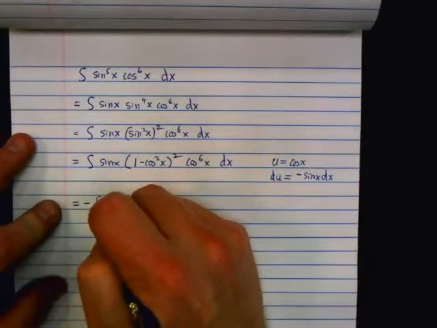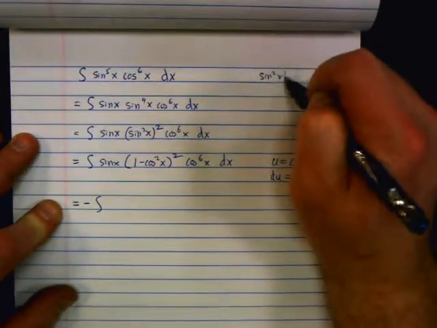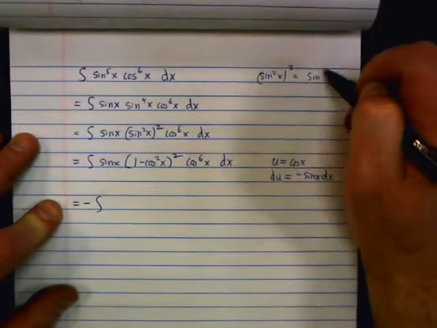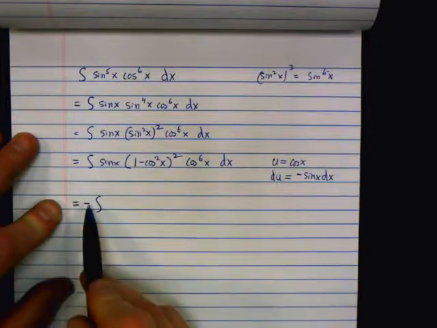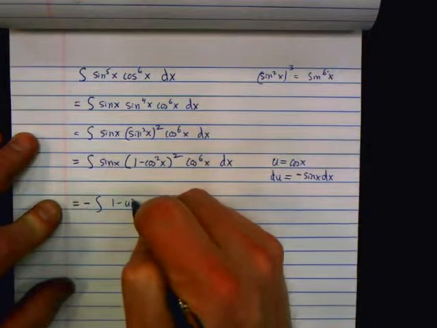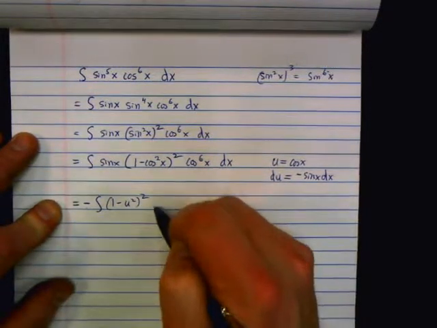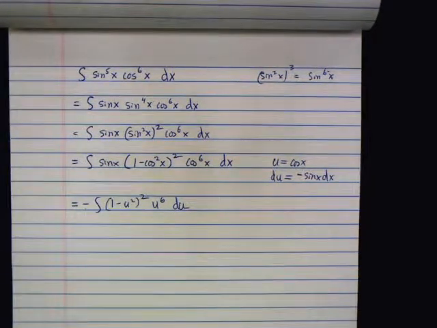Minus integral. Can you just do sine squared to the 3rd for the right one? No, sine squared to the 3rd would be sine to the 6th, because when you have a power and another power, you multiply them. Good idea. It doesn't work. All right, so we've got minus. Sine x dx, that's going to be du. This is 1 minus u squared, squared, u to the 6th du.